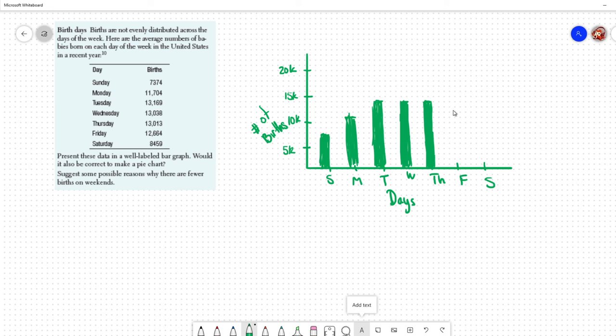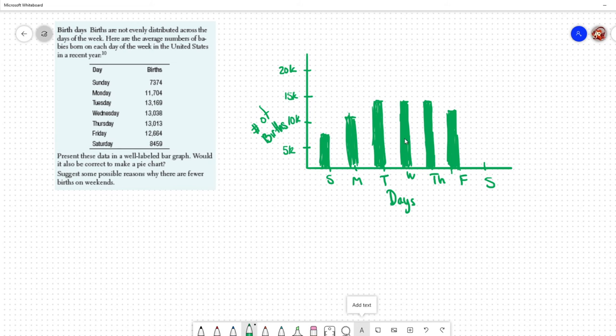Friday we had 12,000, so we're going to go a little bit lower. So we'll say about here, because it's more than Monday. I do want to make sure that the Friday is higher than the Monday. So we got that. And remember that in our bar graphs, our bars should never be touching. So that's why we want to make sure that they are not stuck next to one another.